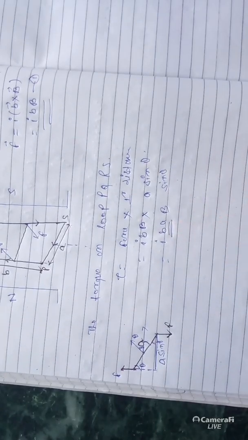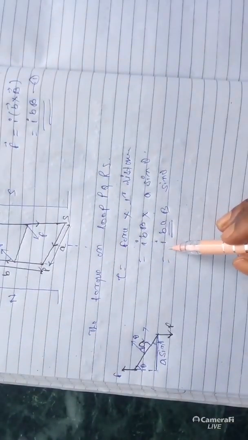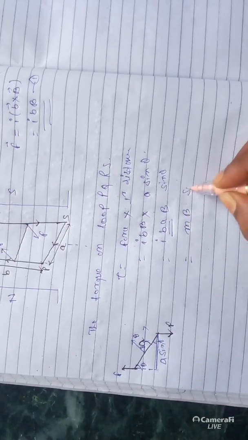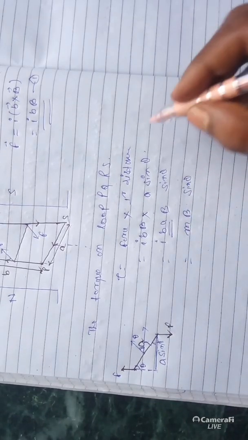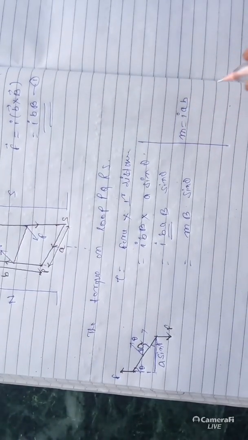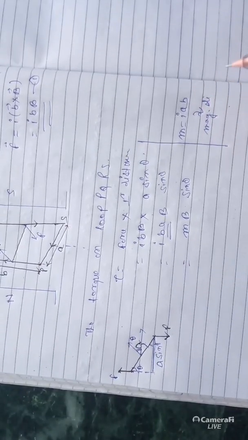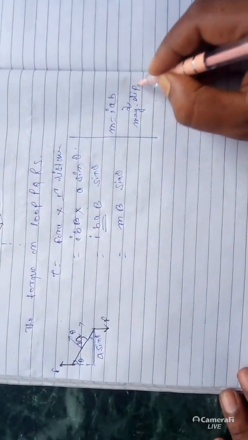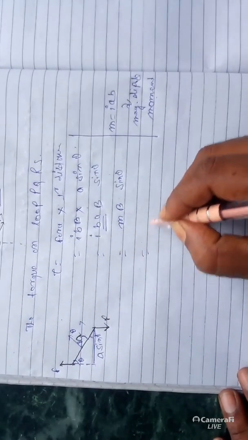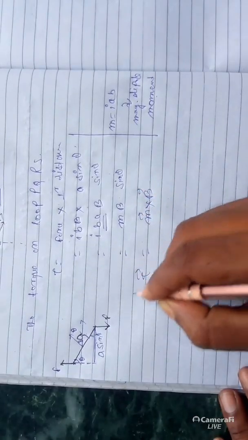Small b small a is what? Small b small a is the area of this loop. So area into current, that is the magnetic dipole moment. So you can write m B sine theta. What is the small m? Small m is equal to I A, that is the magnetic dipole moment. So in the vector form, you can write m cross B. So torque tau is equal to m cross B.